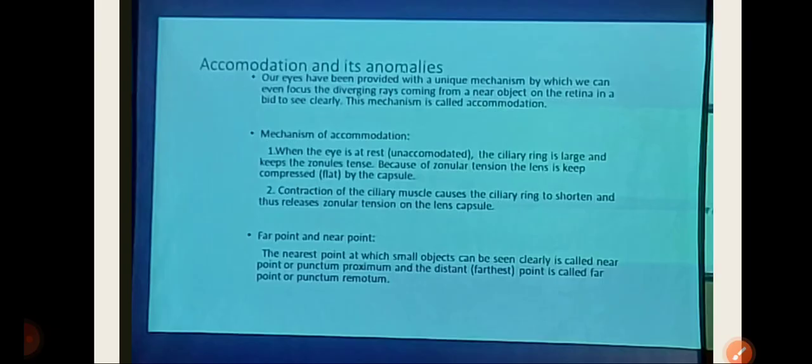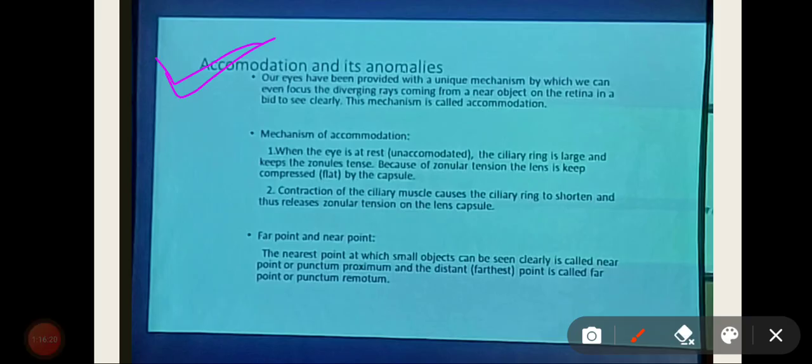So accommodation and its anomalies. Accommodation: our eyes have been provided with a unique mechanism by which we can focus the diverging rays coming from a near object on the retina in a bid to see clearly. This mechanism is called accommodation.